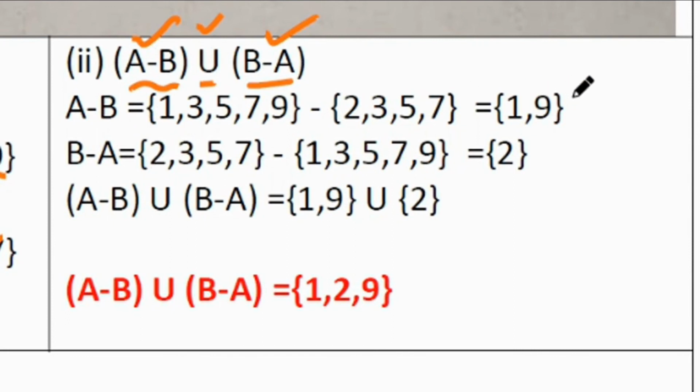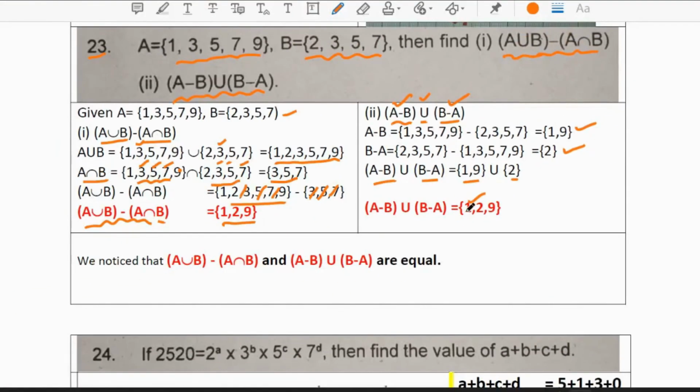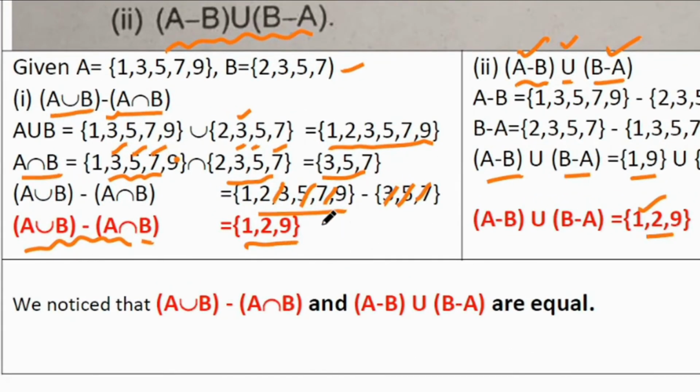So A minus B is nothing but 1 comma 9, B minus A is 2. A minus B union B minus A is 1, 9 union 2, which is nothing but 1, 2, 9. If you observe carefully, both answers are the same, 129 and 129. So we notice that A union B minus A intersection B and A minus B union B minus A are equal.